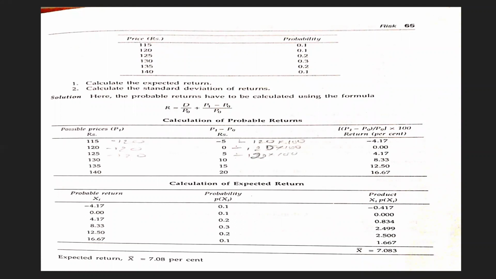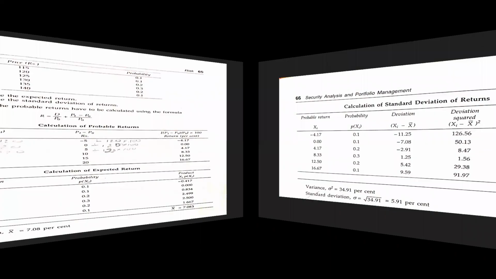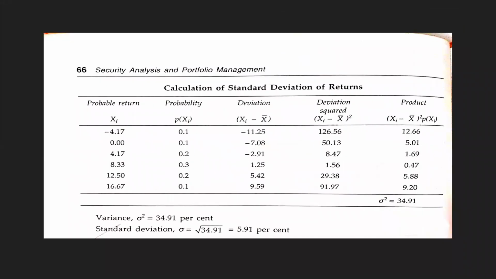Note that in the question, the prices were given. That is why we needed to calculate the percentage of possible returns. Then we arrived at the expected return. Now the second part of the question is to calculate the standard deviation of returns, which is the risk. So you already know how to do that.